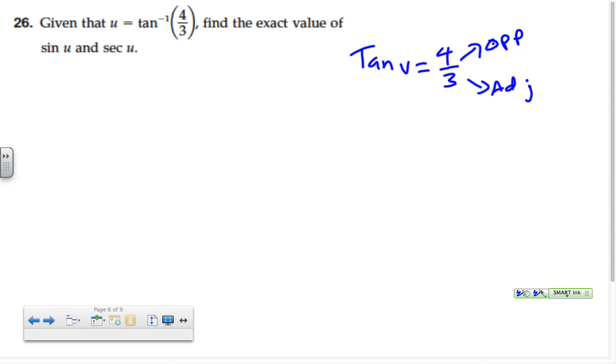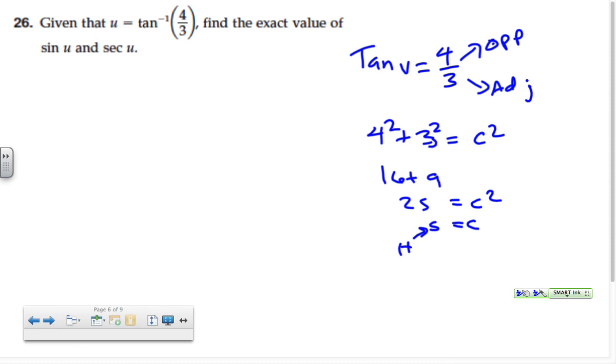So my Pythagorean theorem is going to go 4 squared plus 3 squared equals c squared, which is my hypotenuse. So I end up with 16 plus 9, 25 equals c squared. So c is going to equal 5. So this is my hypotenuse.